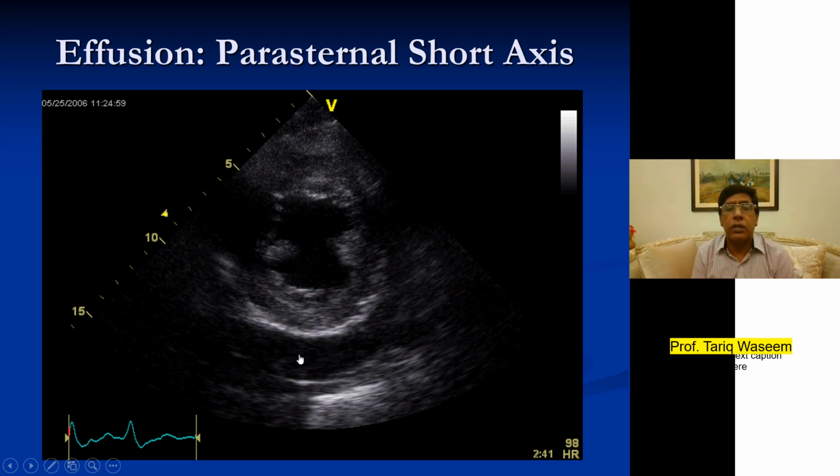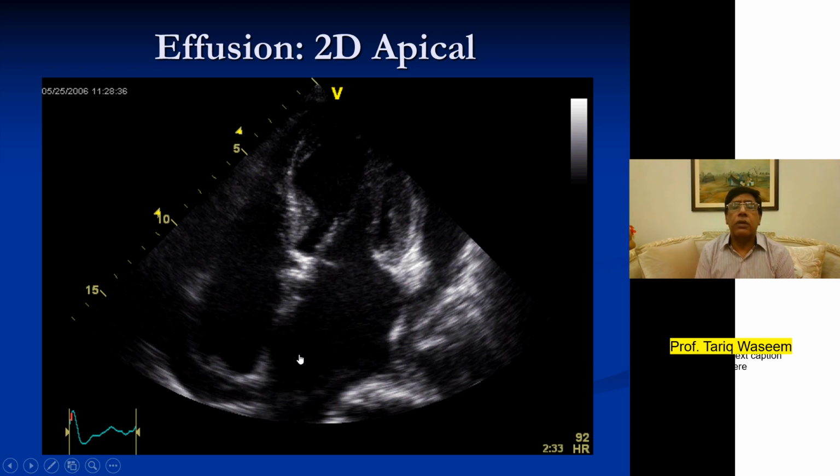So this is again another view depicting the pericardial effusion, and this is the apical four-chamber view, right? So again, this is the left ventricle, mitral valve, left atrium. This is the interatrial septum. This is the right ventricle. But look around the lateral wall, and outside this you notice this black space, which is again pericardial effusion as seen on the apical four-chamber view.